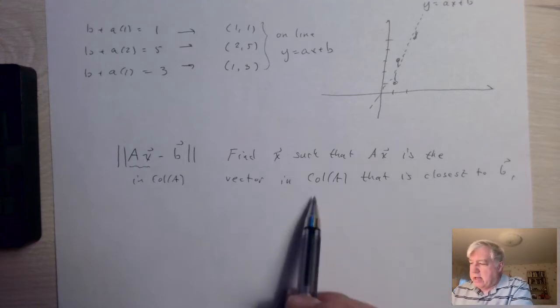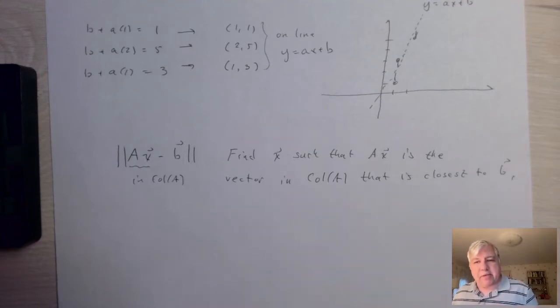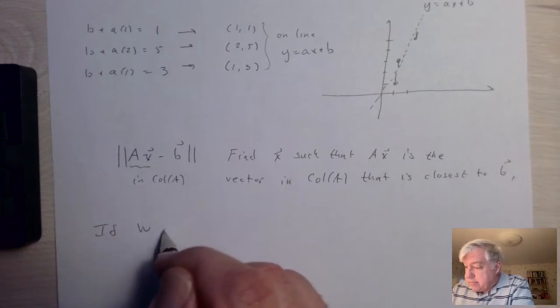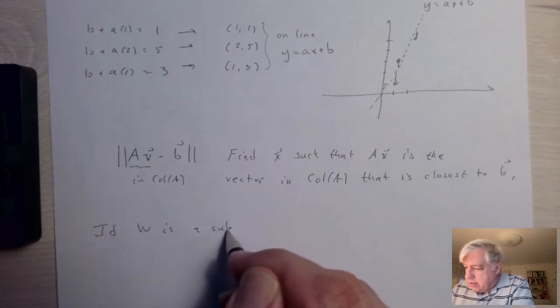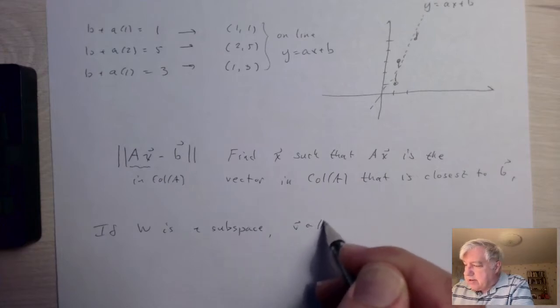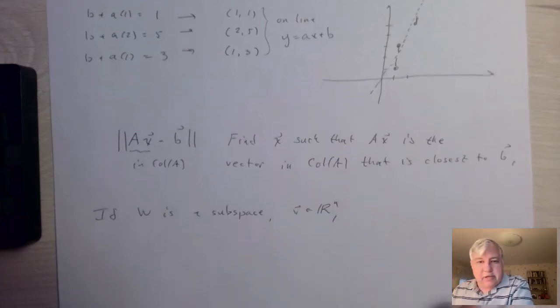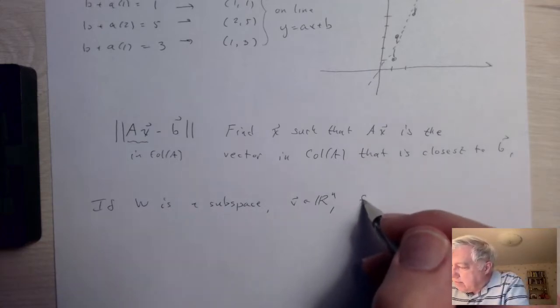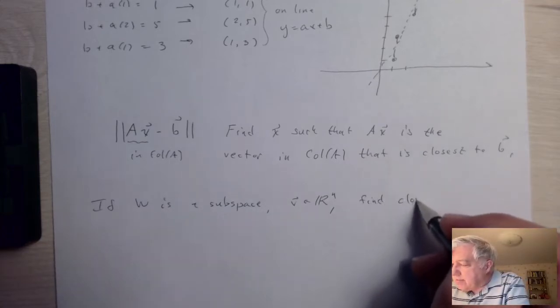And remember, the column space of A is a subspace, and in fact we can make this even more general. That is, if W is a subspace, and v is a vector in R^n, the question is, what's the closest? Find the closest.